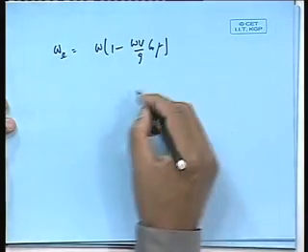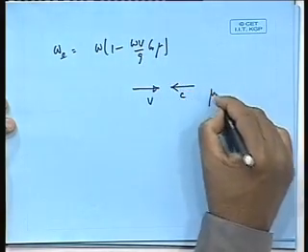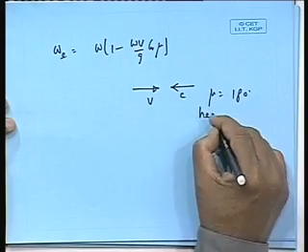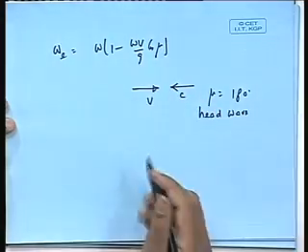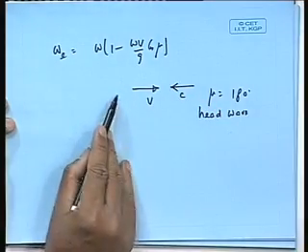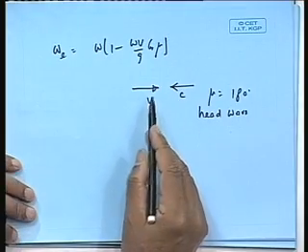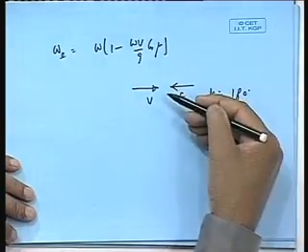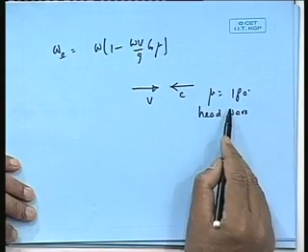Now mu, if this is V and this is C, then mu equals 180 degrees. We call it head waves. Here I will just talk about this wave condition a little bit, which is very important. If the ship speed is here and the waves are coming exactly opposite, then the angle between the two vectors is 180 degrees, that is called head waves.